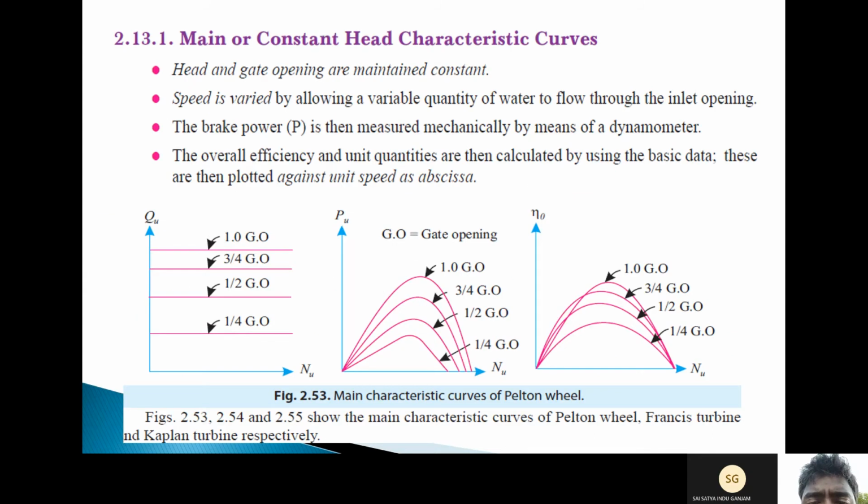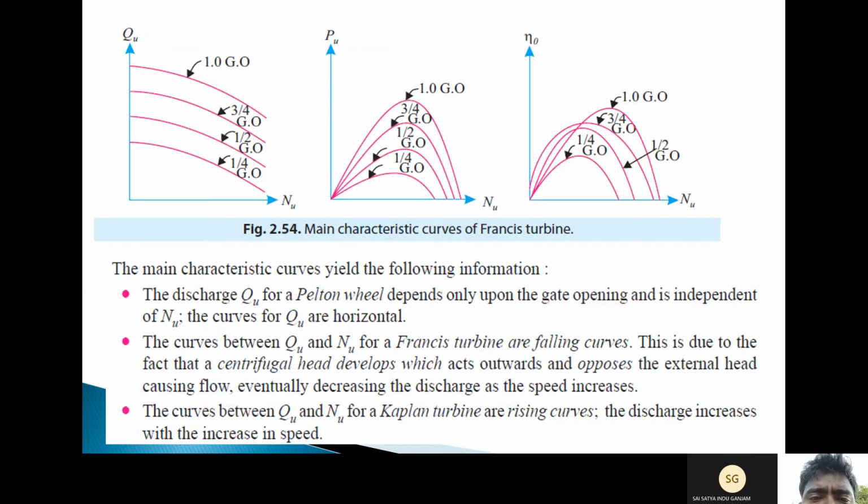These are the Pelton wheel turbine. Next, these are the main characteristic curves of Francis turbines. The main characteristic curves follow this information. First figure is discharge versus speed. Next is power versus speed. Next is efficiency versus speed.